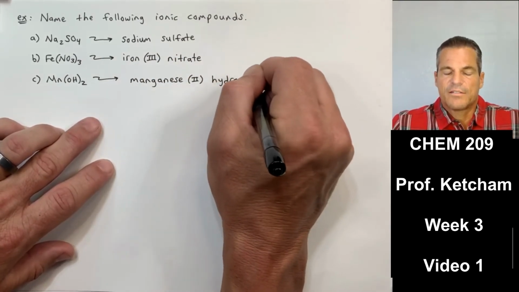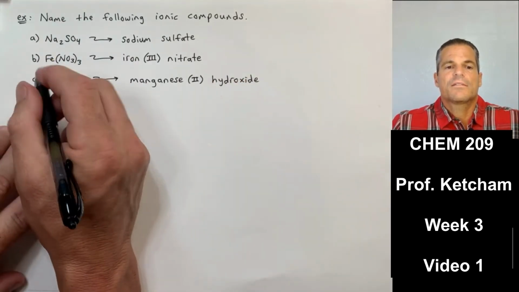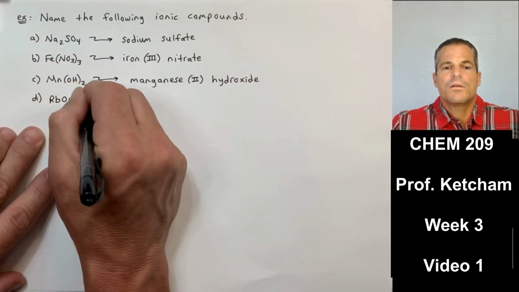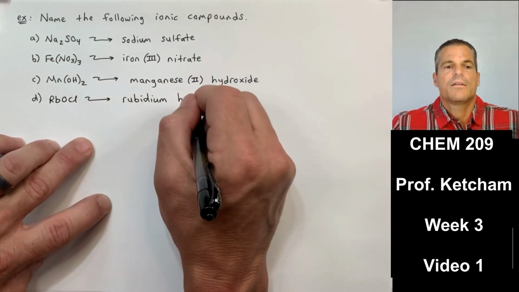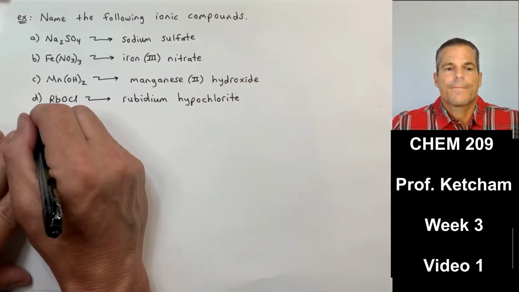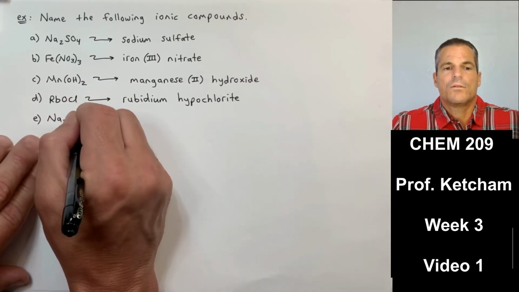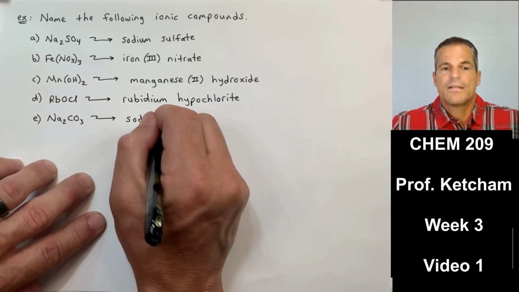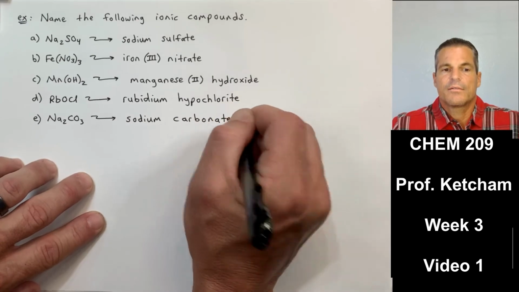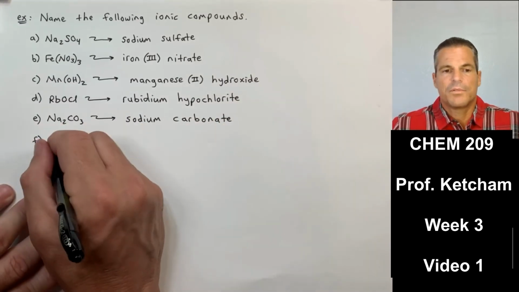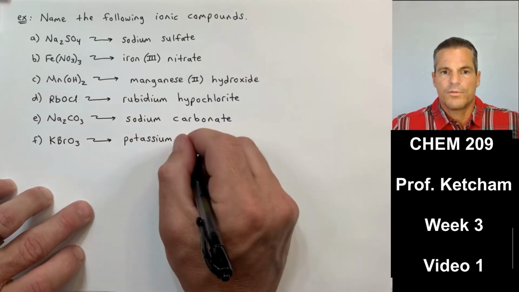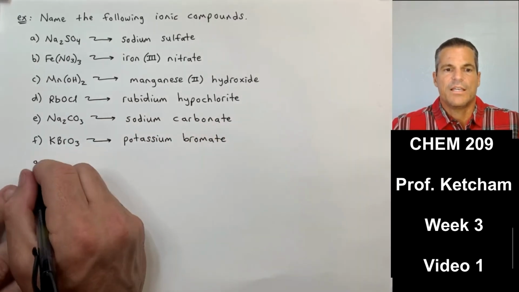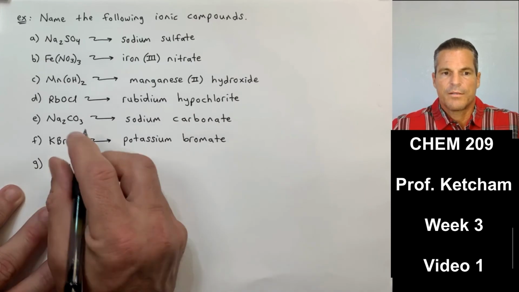We'll come back to that in a second. C, this is going to be manganese 2 hydroxide. We'll also come back to that one in a second. D, RbOCl. Well, this is rubidium hypochlorite. Rb is group 1. It's always a +1. We don't even have to do anything about looking up its charge. There's no Roman numeral. Same thing right here in E, sodium carbonate.